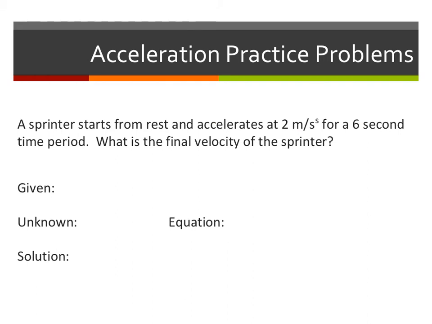One final example we'll do together. A sprinter starts from rest and accelerates at 2 meters per second squared for 6 seconds. What is the final velocity of the sprinter? So that should say squared there. The acceleration is 2 meters per second squared. The other number that I see here is the 6-second time period, so I know t equals 6 seconds.